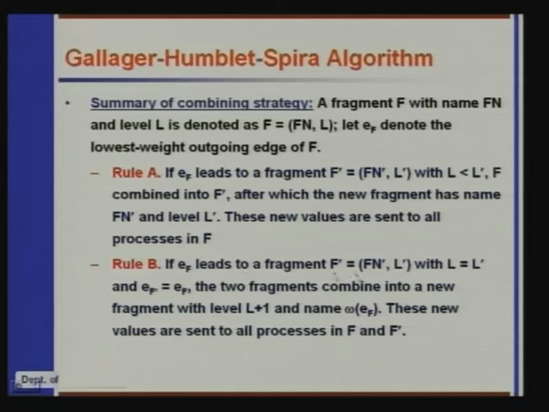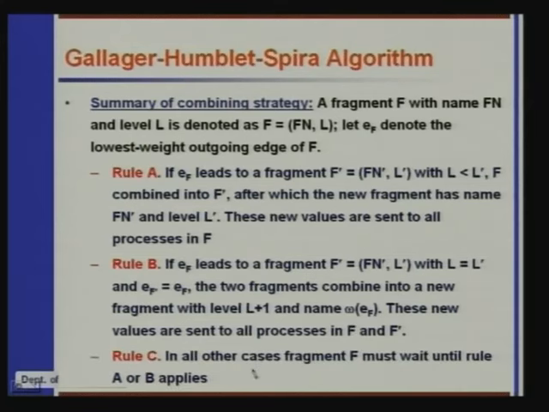The rule B is if the two fragments have the same level, then the two fragments combine into a new fragment with level L plus 1, and the weight of the new edge which is added to join the two fragments, that edge is called the core edge, and the weight of the core edge becomes the name of the integrated fragment.